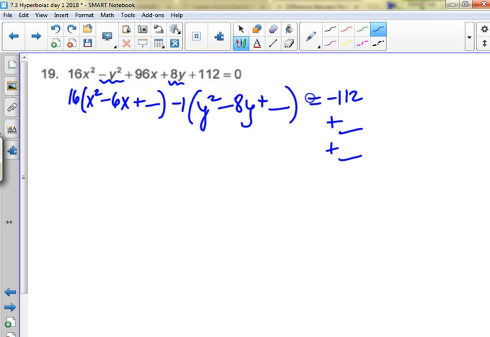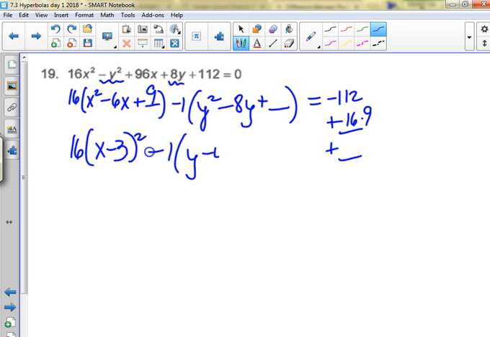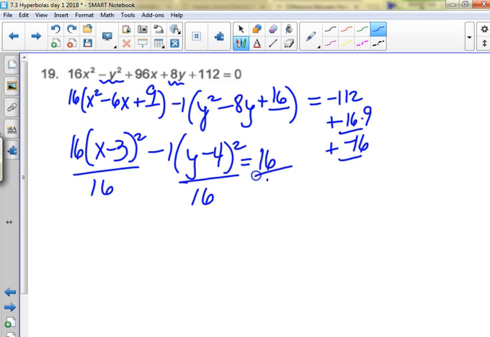Okay. Going quick. This is x minus 3 squared. 16 times 9, somebody? Or here, just do this whole side for me. -1, y minus 4 squared is 16, minus 16. 144 minus 128 is 16. So then if we divide everything by 16, okay, you get a hyperbola.